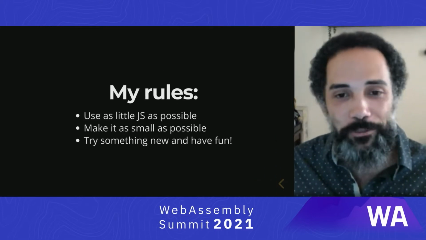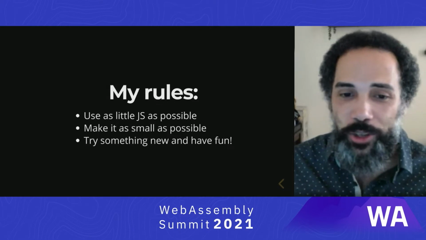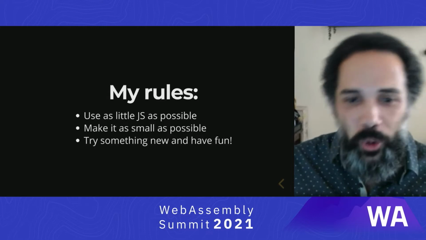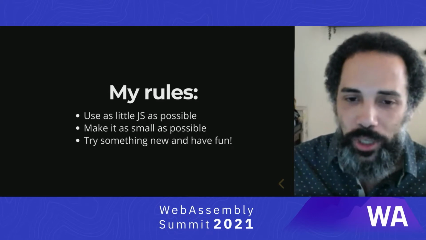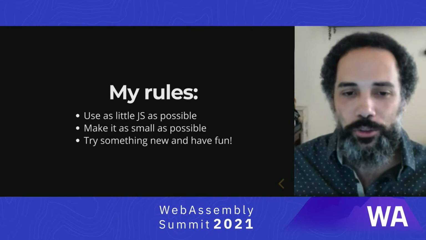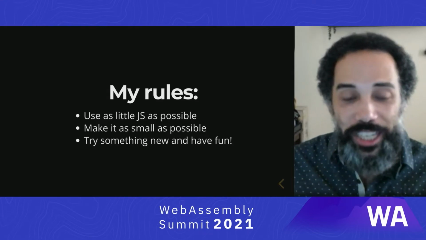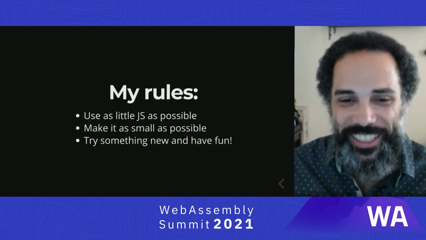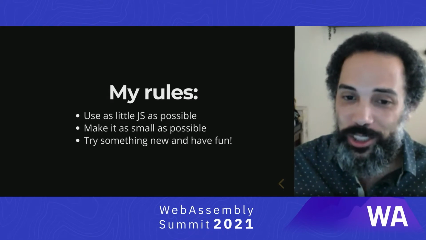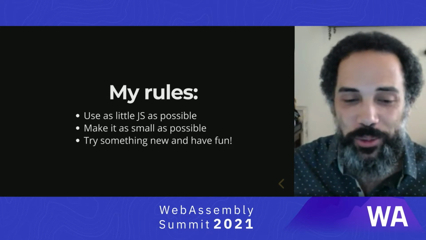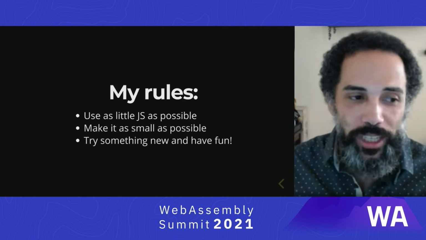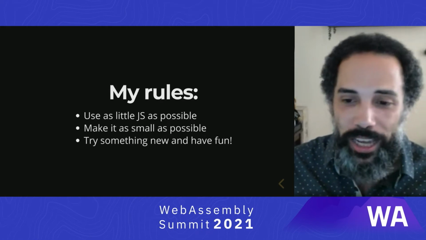So the rules that I have for making a raw WASM demo is I try and use as little JavaScript as possible. You can use more, and that's okay, but I like to try and make it as much WASM as I can and use as little JS, because JS allows you to do a lot of things, right? One of the fun parts, if you're trying to make WASM really small, is to try and use as little WASM as possible. So that's the second rule, is try and make the WASM as small as possible. And then the third thing is always just try and have fun.